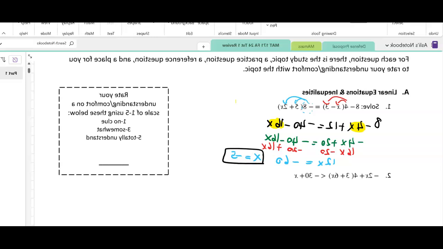So there is like a metric of your comfort here. Make sure as you go along the way, when you're checking the solution key, rate your understanding and comfort level.